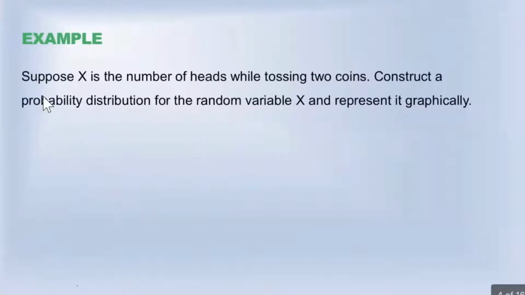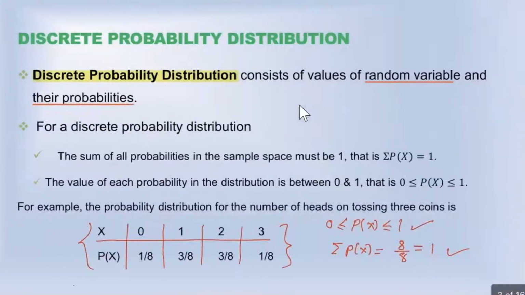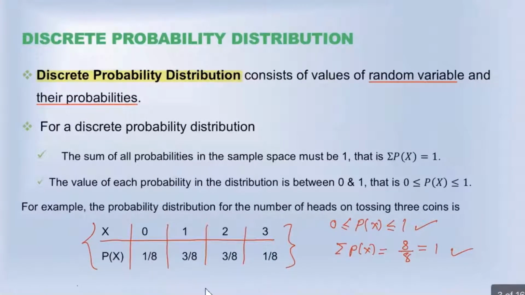Okay, look at this example. Now you should start filling your note catcher if you have one already ready with you, or you can take notes. Suppose X is the number of heads while tossing two coins. So they have given the random variable. Two coins are tossed and we are looking for the outcome, that is the number of heads. We are asked to construct a probability distribution for the random variable X. When you are asked to construct the probability distribution, you want to create a table like this.